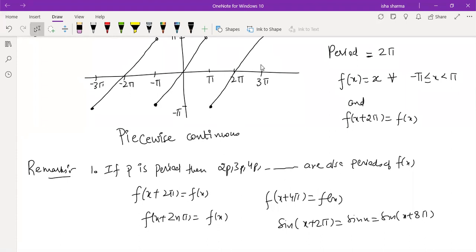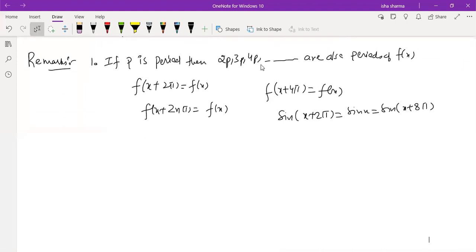So what to do if you want to define a unique period? So we choose the smallest one of them. Because if I ask you what is the period of sine x, everybody gives the same answer, 2 pi.